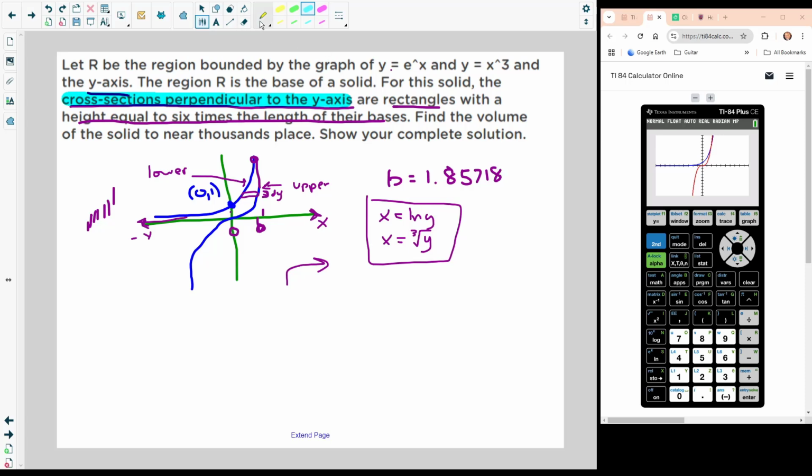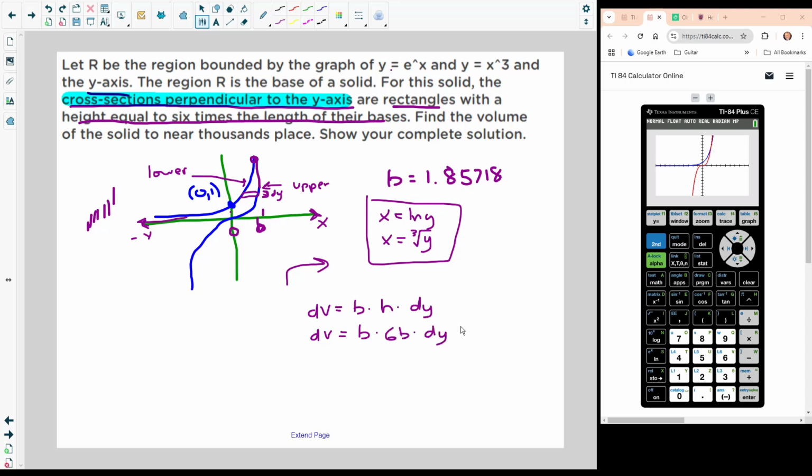Okay? Now, I still haven't done my volume yet. I know that the volume of each one of these 3D prisms, really, the rectangles with a height equal to 6 times their base, is of course base times height times thickness, which is going to be dy. But I don't know what my height is. I do know what my base is. We're going to use upper minus lower function. We're going to talk about that in a second. But I don't know what my height is, but it says the height is 6 times the length of the base. So I can just replace the height with 6b.